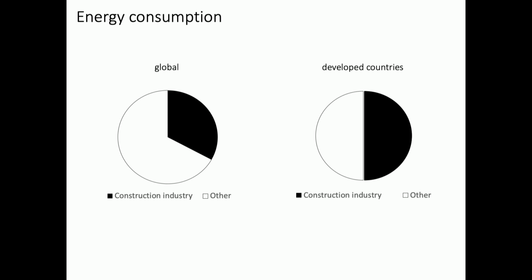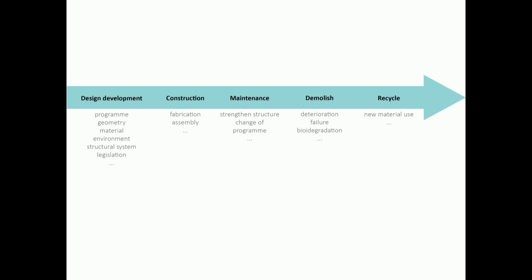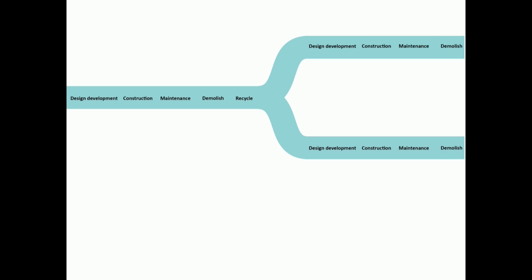So if we look at the life cycle of a structure, obviously there are many factors that can affect it, and these are just indicative. But usually you start with the design development, construction, maintenance, demolishing, because no structure lives forever. And then the demolished materials are ideally reused, and they're used in a different context. And this, of course, is all a very small part of a much larger image.